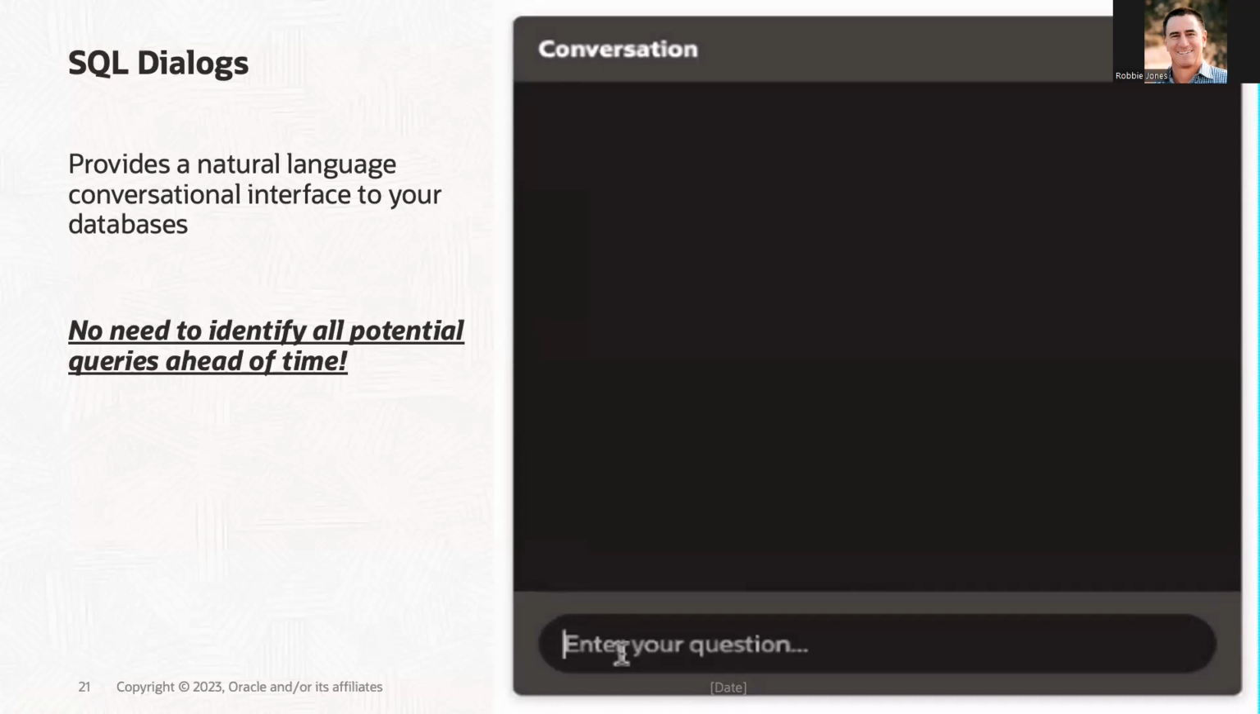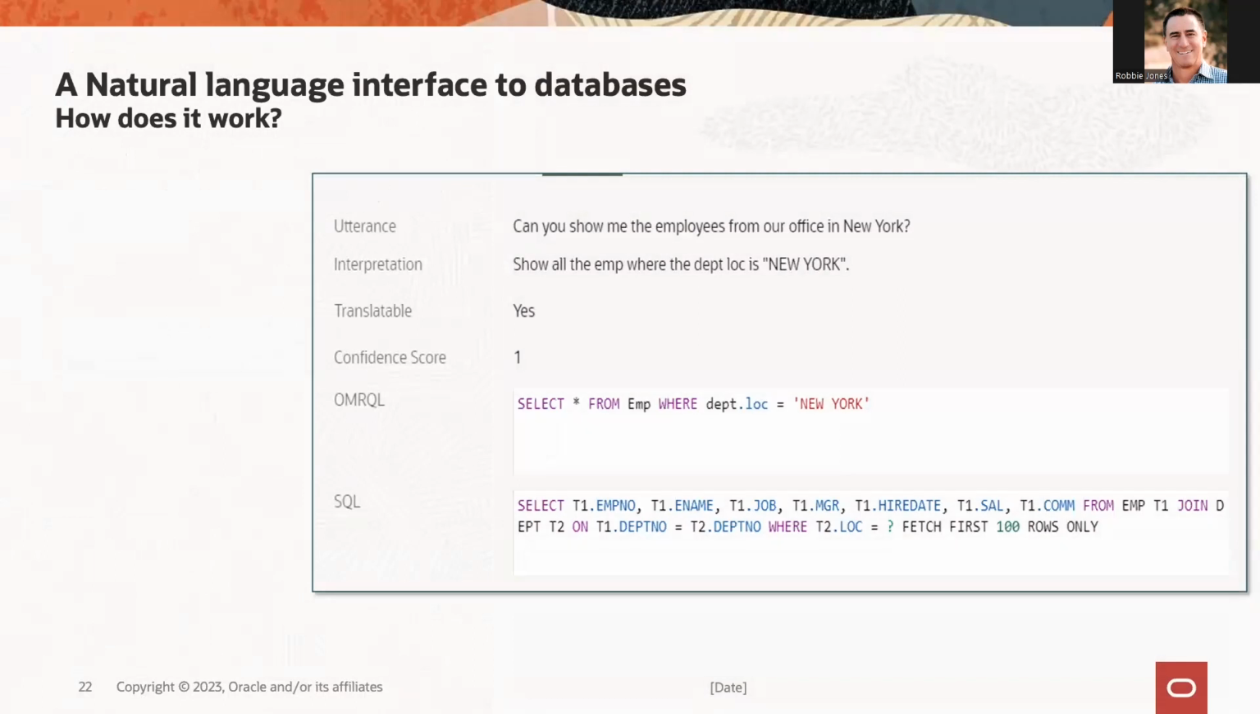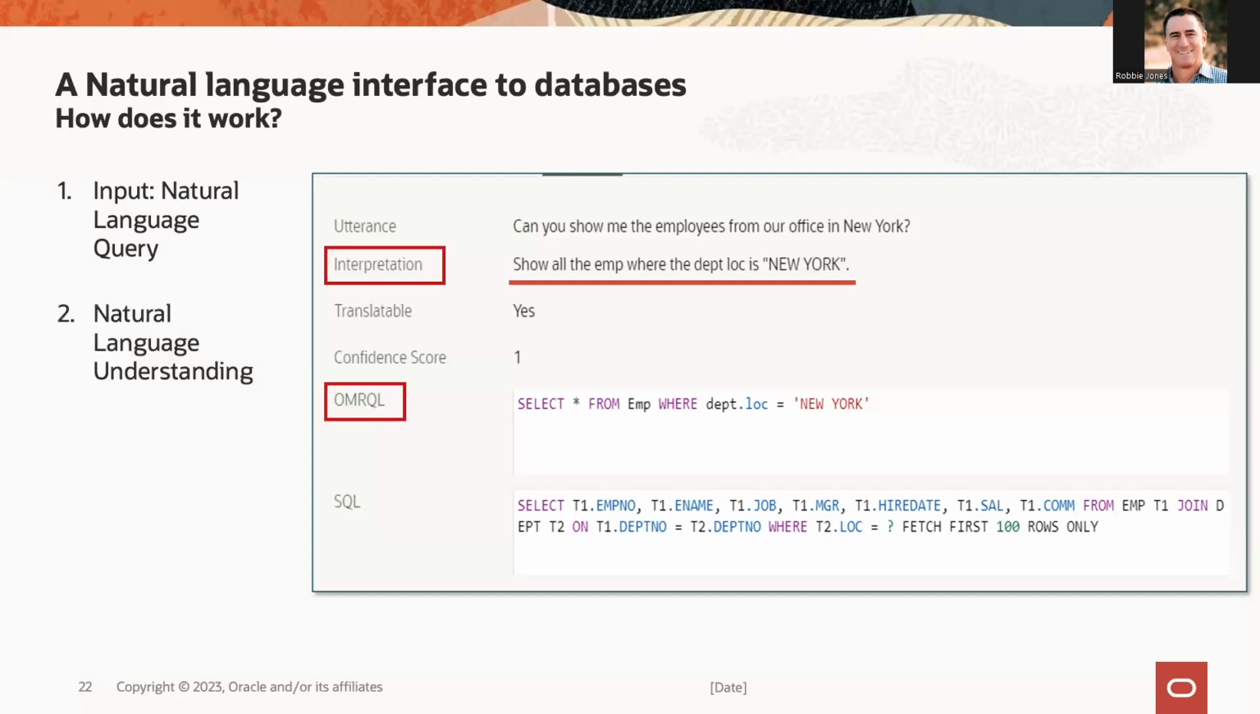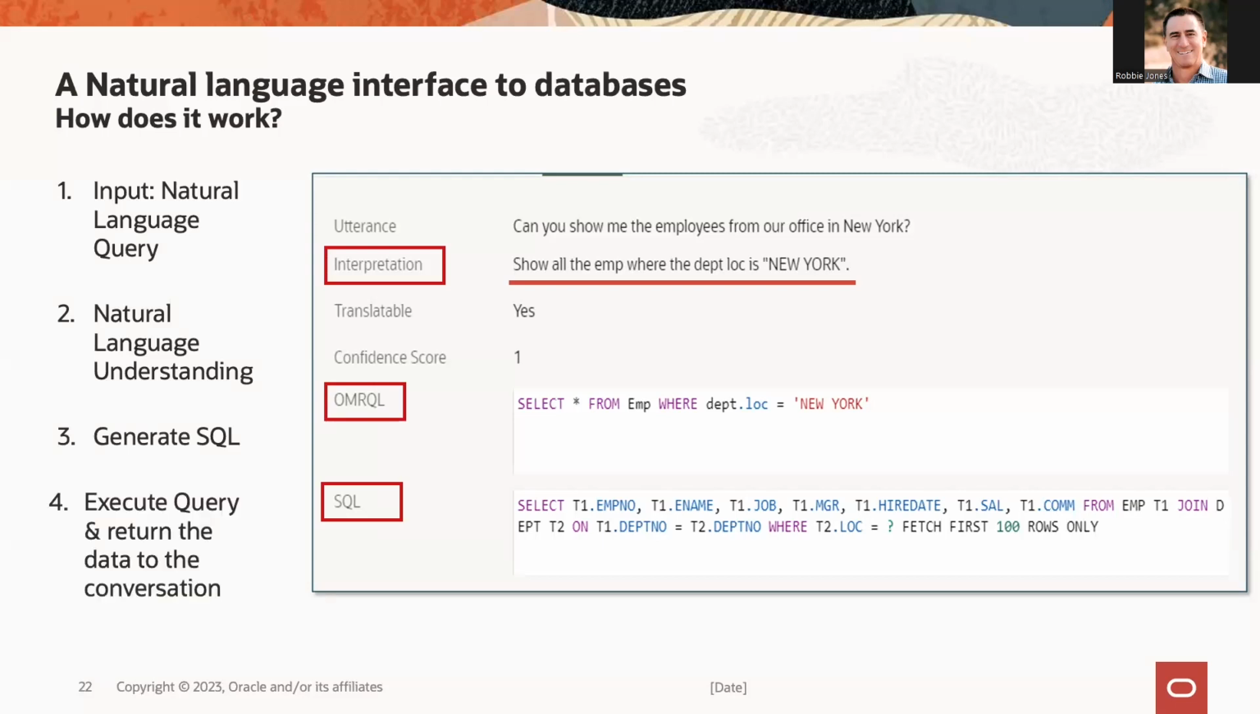You don't need to figure out all the intents. Another way to think of this is intentless skills. You can have these ad hoc conversations with your database. How it works is just using ordinary everyday language. It then goes out and creates an object representation of that. It's natural language understanding, and then we generate the SQL statement and go get the results for you.